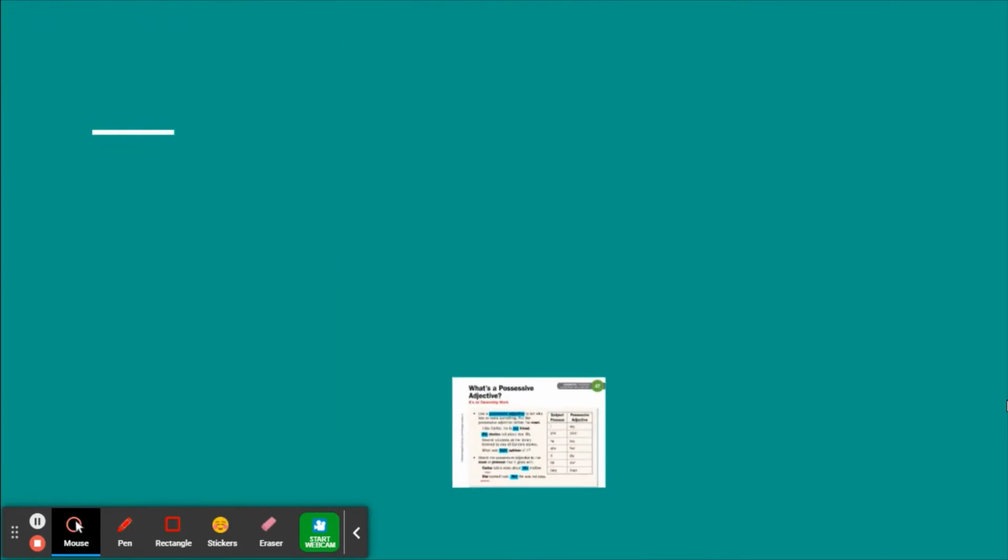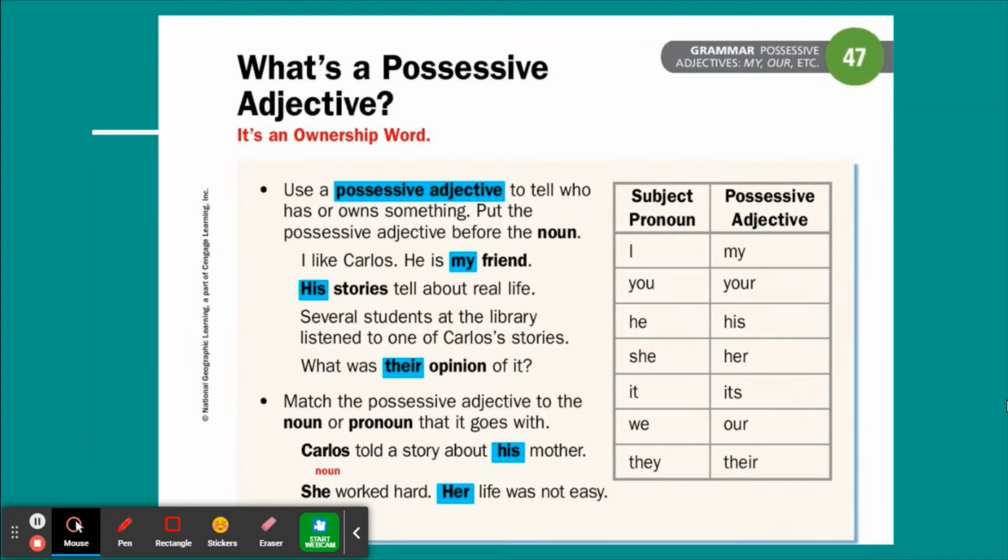So here we have possessive adjectives. What's a possessive adjective? Well, a possessive adjective is an ownership word. It shows ownership. I did not say this at the beginning, but this lesson is aligned to the Edge Level B curriculum, and we are in chapter 4. This transparency comes right out of our book, and here is what they have for possessives.